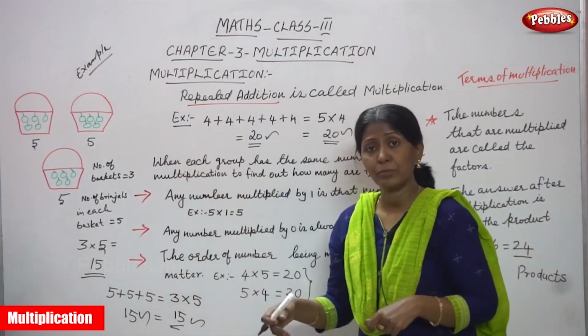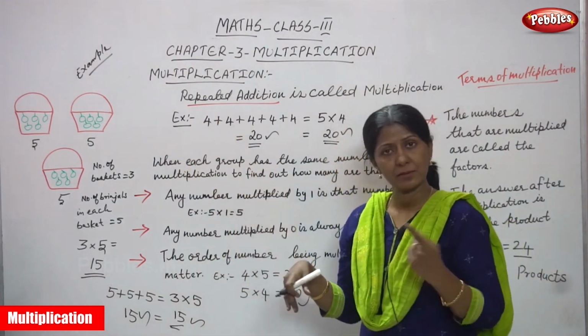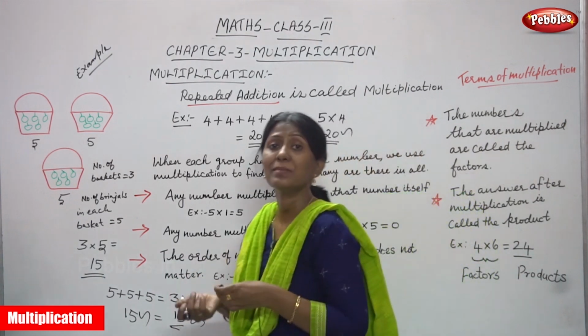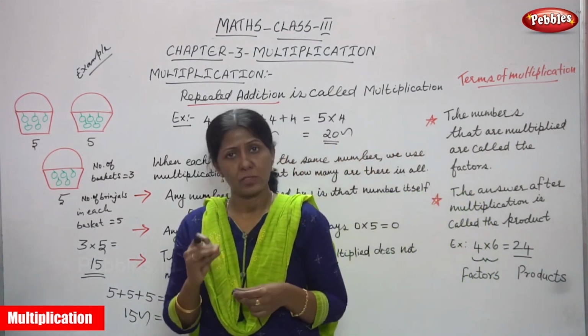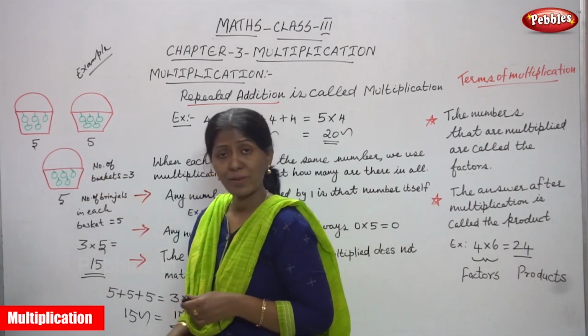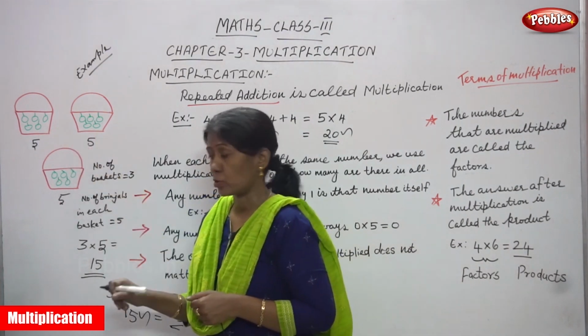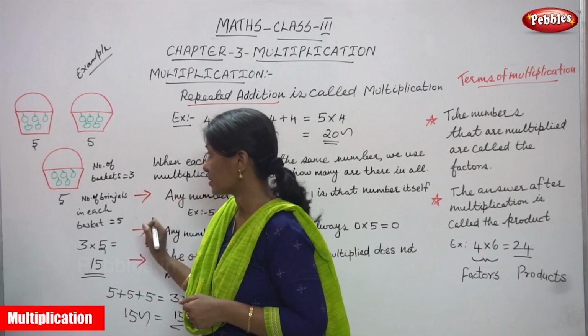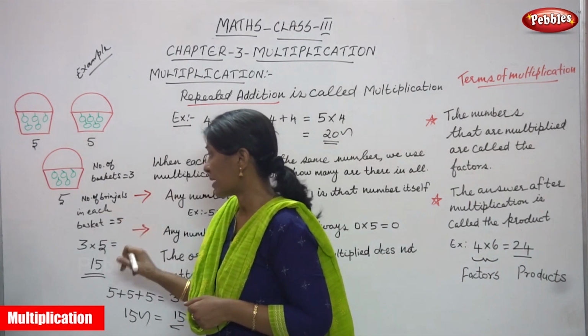So look at the example. How many baskets are there? There are 3 baskets. In each basket, how many brinjals are there? 5 brinjals. So 1, 2, 3 baskets, and 5 brinjals in each. That is what I've written. The number of baskets is 3. The number of brinjals in each basket is 5.